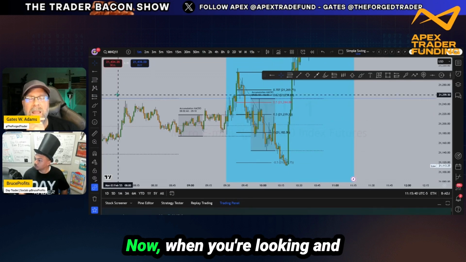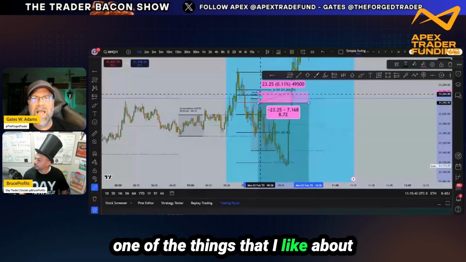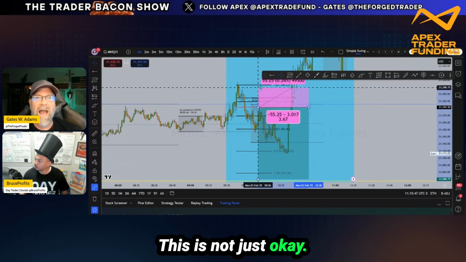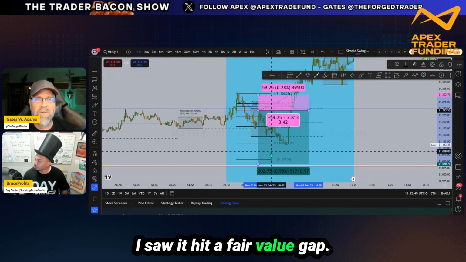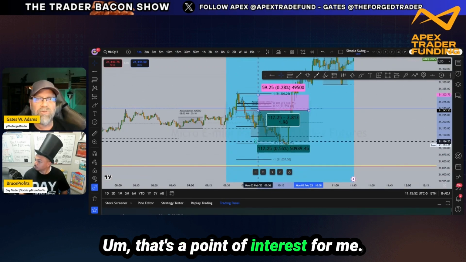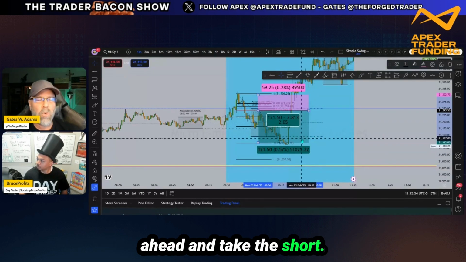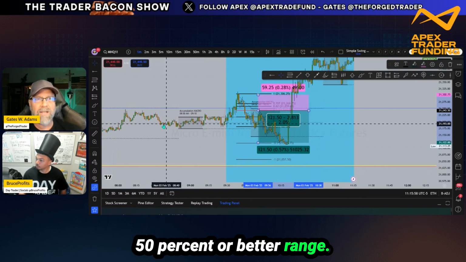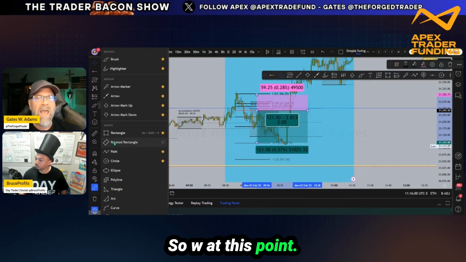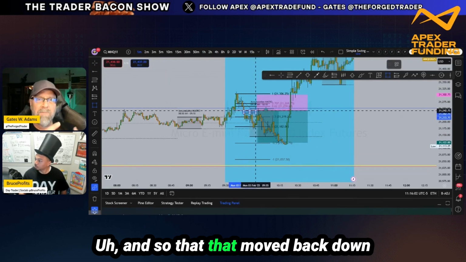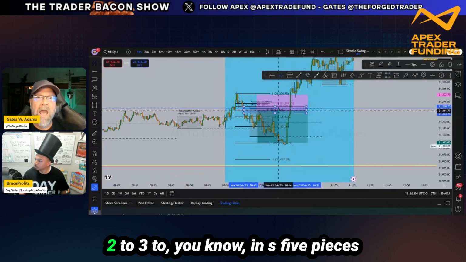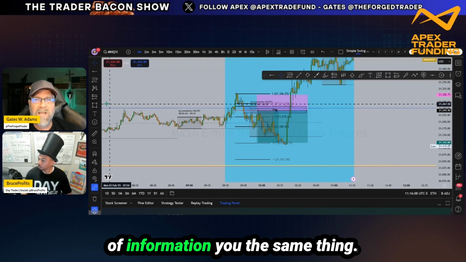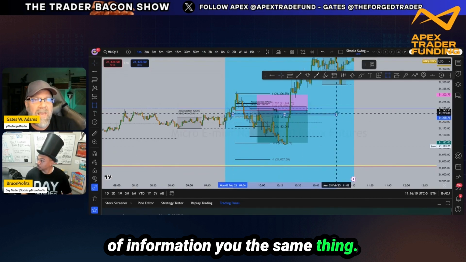Sure. One of the things that I like about the way that you're describing this is it's all about confluence. This is not just, okay, I saw it hit a fair value gap, that's a point of interest for me, and so I'm going to go ahead and take the short. We're hitting that fair value gap. We're in that 50% or better range. So we're back in premium at this point, and we're looking for that move back down. So now you've got 2 to 3, in some cases 4 or 5 pieces of information that are all telling you the same thing.